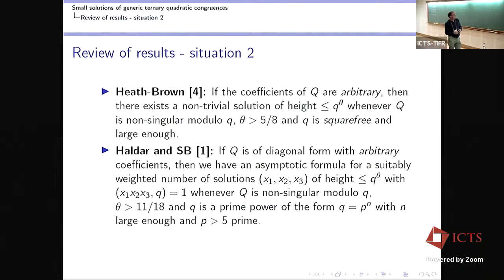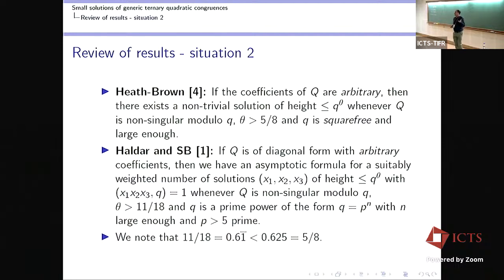So for the prime power case, we showed a similar result, namely the existence of a solution of height Q to the theta with theta greater than 11/18. But with this extra coprimality condition. Okay. So note that 11/18 is a little smaller than 5/8. So you see here the numbers. However, one needs to say that it's only for the diagonal case when we have a diagonal quadratic form, and also we focus on prime powers.